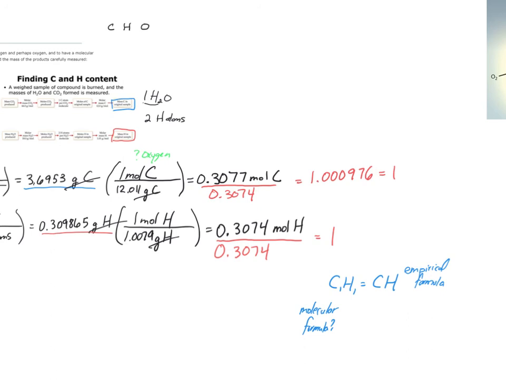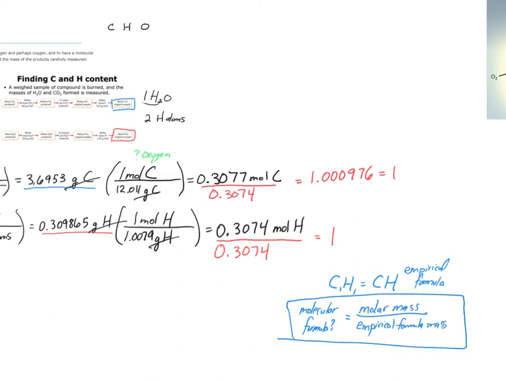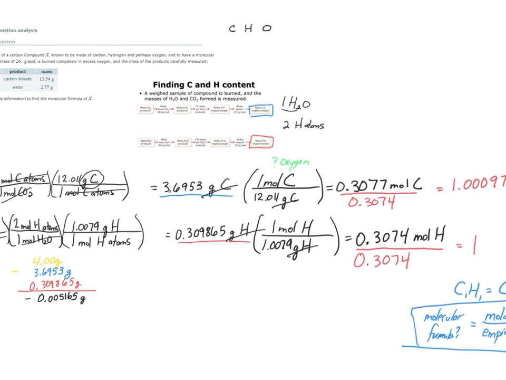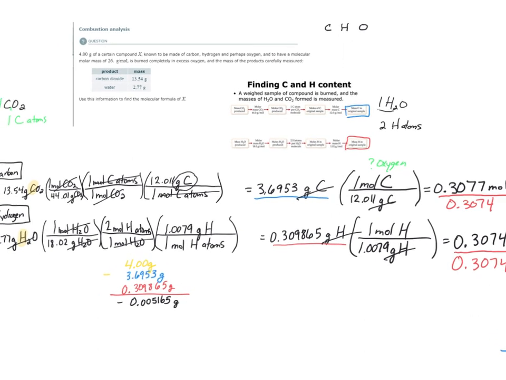How do we find the molecular formula? To find the molecular formula, what we have to do is this. It's equal to the molar mass divided by the empirical formula mass. Okay? So, what is the molar mass of this unknown sample? Let's go back to the problem. When we go back to the problem and I check our given information, I find it right here. It says that it has a molecular molar mass of 26 grams per mole.